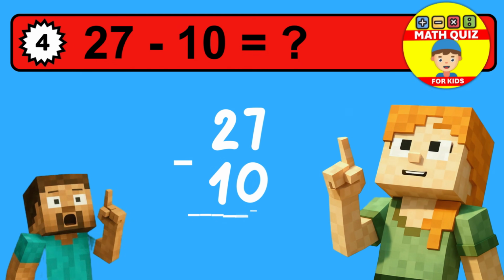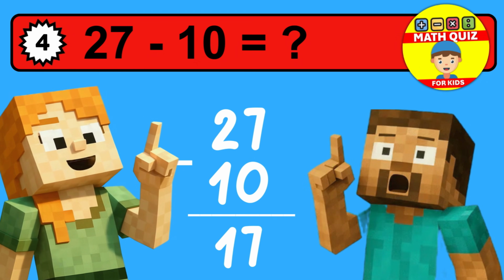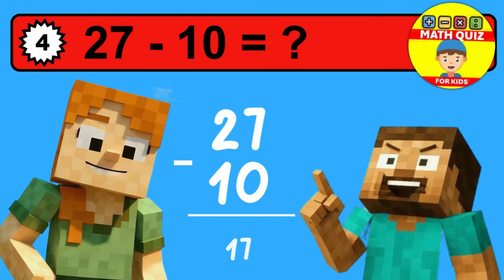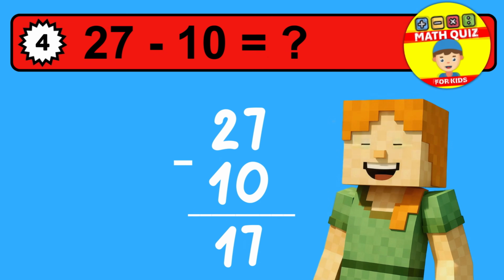Let's solve this step by step. We start with the units. 7 minus 0 is 7. Then we go to the tens. 2 minus 1 is 1. The final answer is 17.